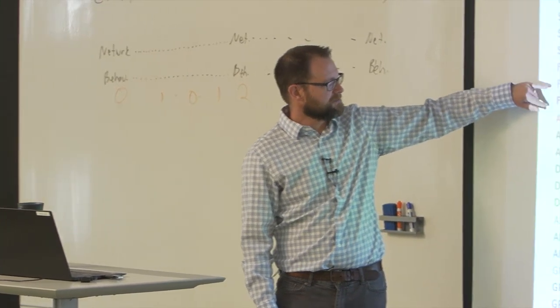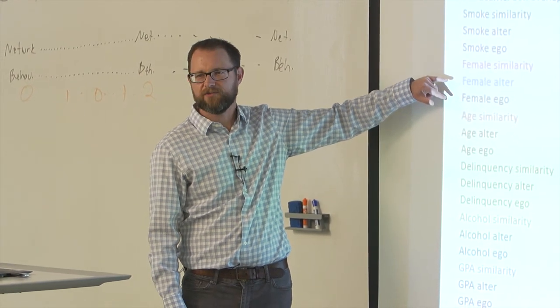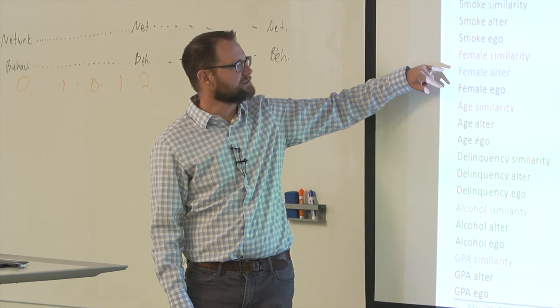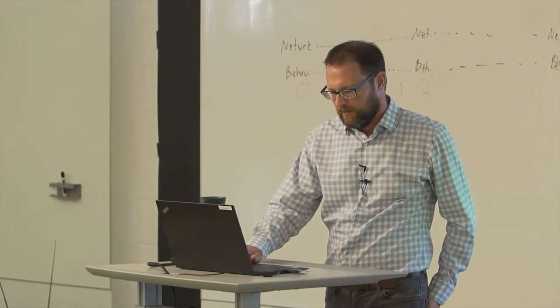And in fact, we have some nonlinear versions of ego and alter that look like it's important to control for possible nonlinearities as well to really understand that topology.